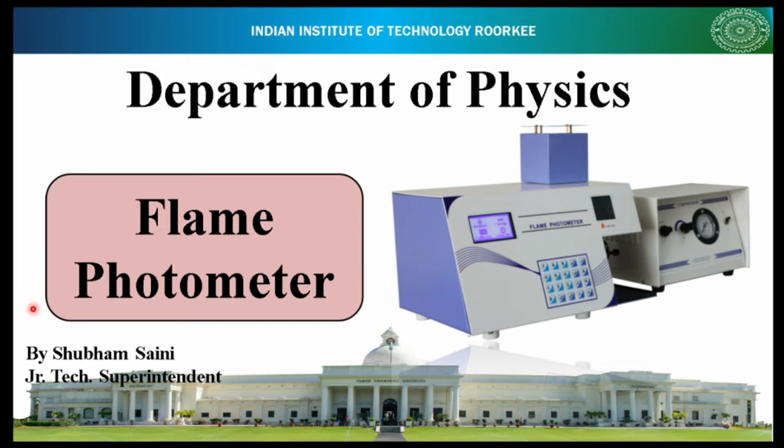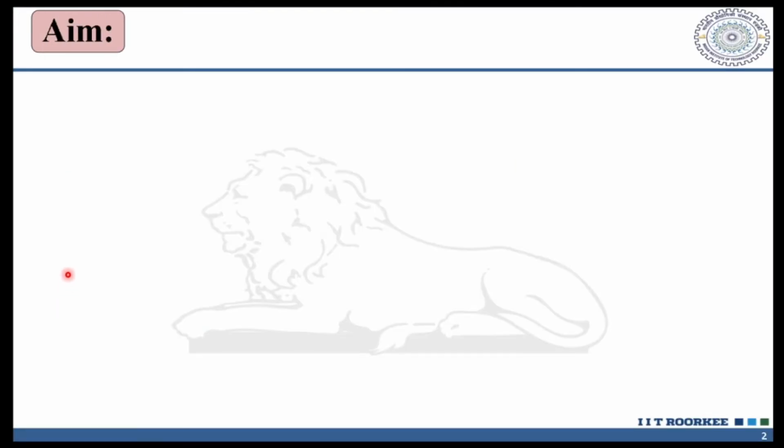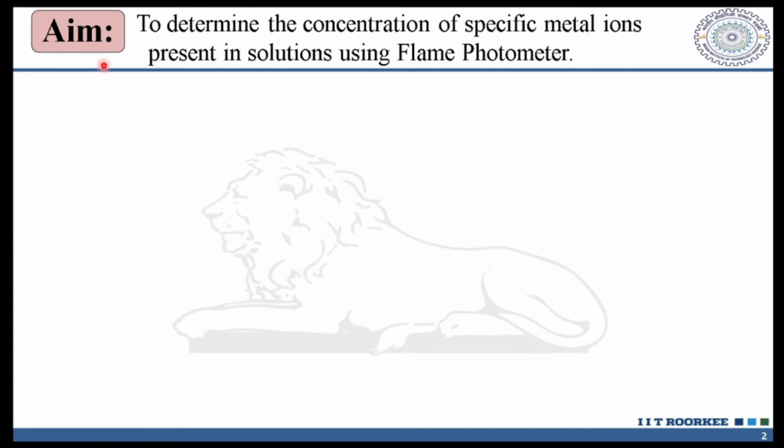I am Shubham Saini and today we will be discussing about flame photometer. So the aim of our experiment is to determine the concentration of specific metal ions like ions of sodium, potassium, calcium, etc. present in solutions using flame photometer.